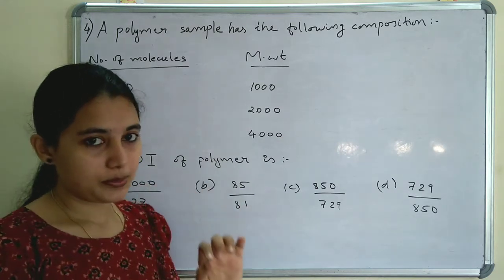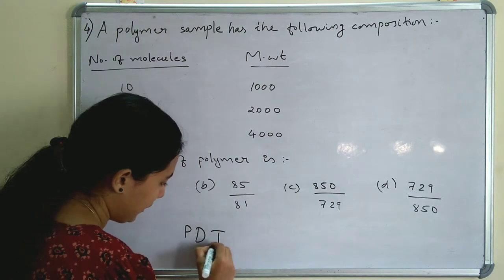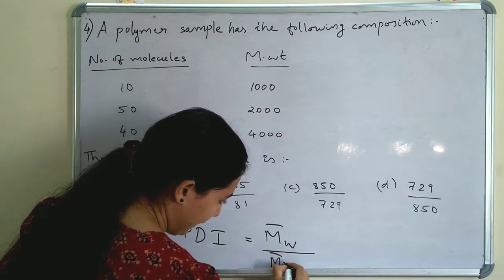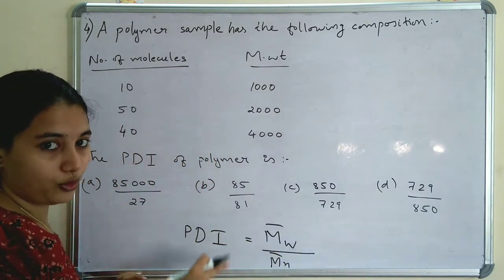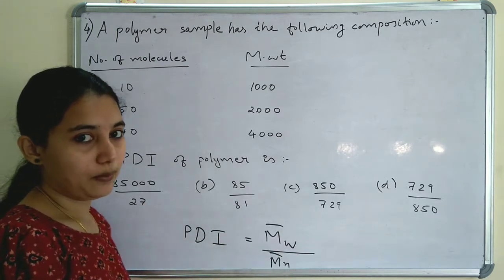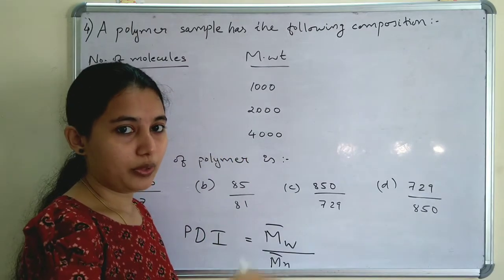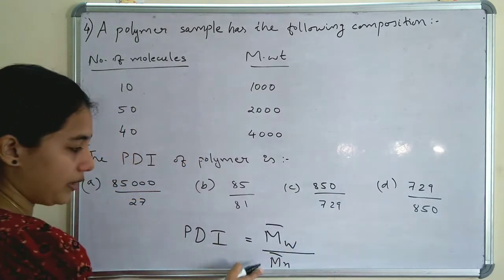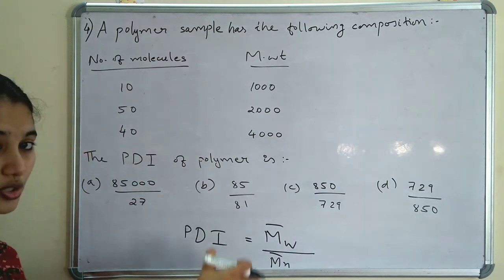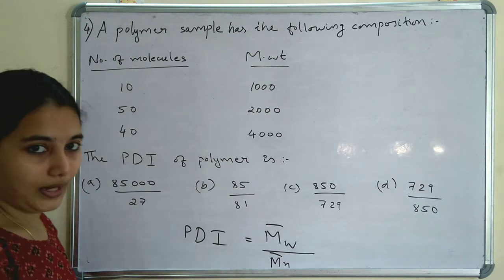PDI is the polydispersity index. The formula is PDI equal to M bar w divided by M bar n. We have seen the formulas for M bar w and M bar n. For M bar w, the formula is (n1 m1 square plus n2 m2 square) divided by (n1 m1 plus n2 m2), and for M bar n, it is (n1 m1 plus n2 m2) divided by (n1 plus n2), etc. So we can substitute M bar w and M bar n in this equation and get PDI.